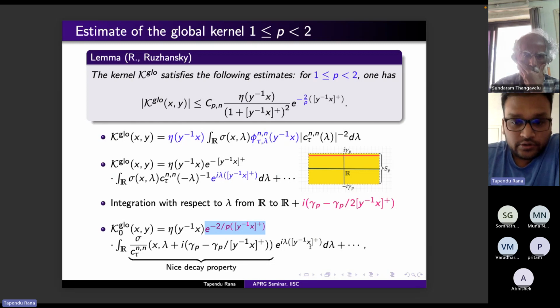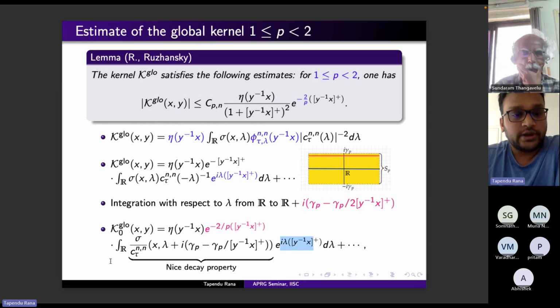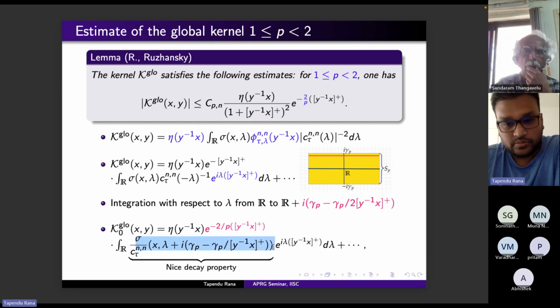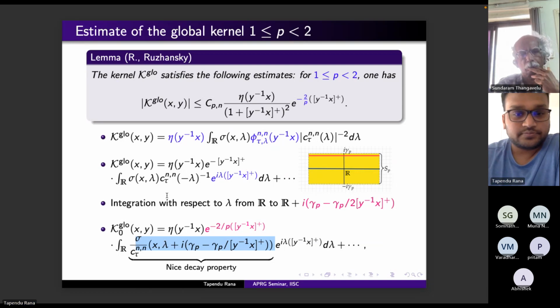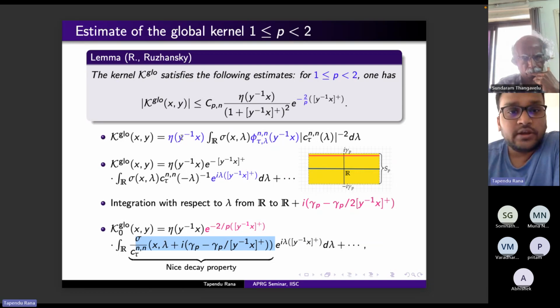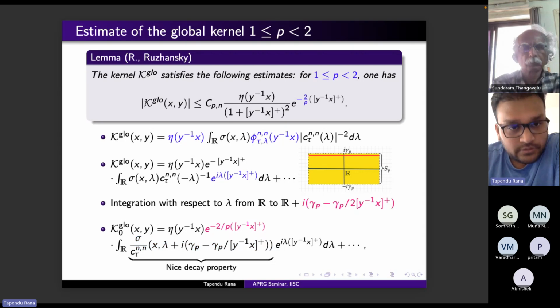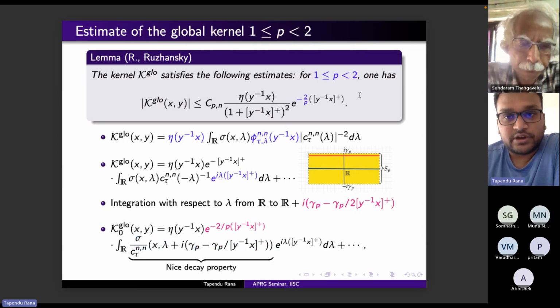And now we can use integration by parts to get the derivative on this part, and one can usually prove, under the hypothesis, that this term sigma tau minus lambda has very nice decay properties. And from that, you can prove that the global part of this kernel satisfies this kind of estimate.